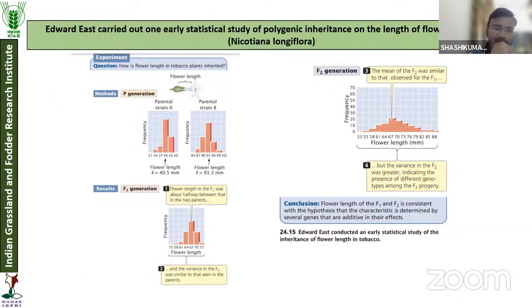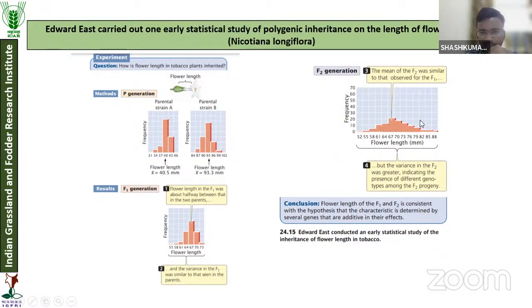Consequently, East carried out an experiment and applied statistical principles, taking the flower length of Nicotiana longiflora, the tobacco plant, where he took one parent with a long flower, 93.3 millimeters, and another parent with a small flower length, 45 mm. Then he generated the F1. The mean of the F1 is the same as the mean of the parents, and on selfing, in the F2 you could get many classes, around 52.